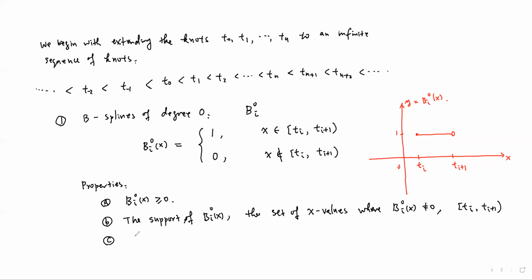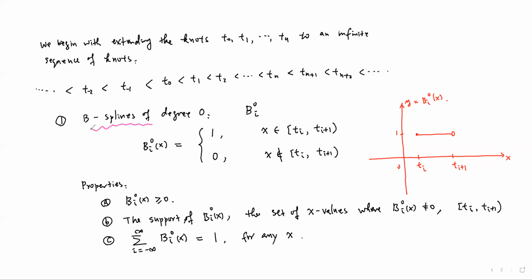Number 3, sum up these B-splines, the index I goes from negative infinity to positive infinity. Because the support of B_i is a finite interval, this infinite sum essentially is a finite sum. It is equal to 1 for any x. For any x, the sum of these B-splines is 1.